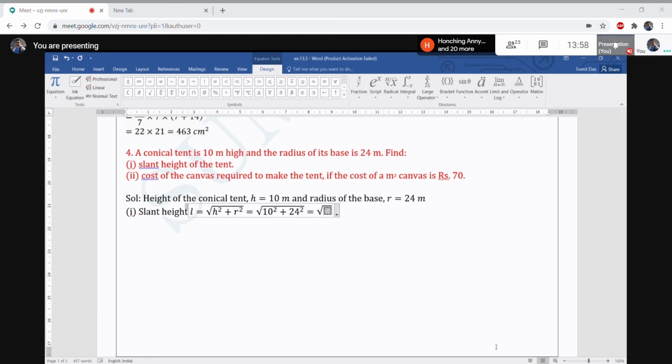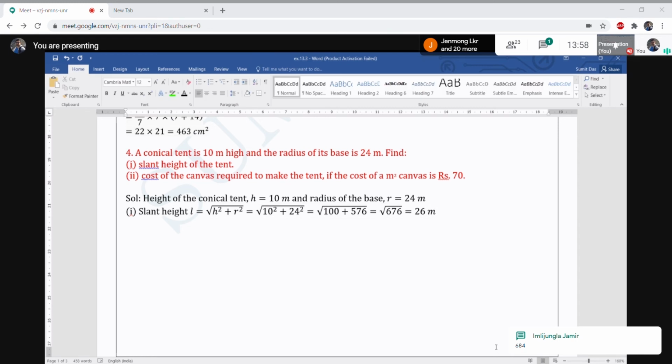Square root of 10 square is 100, 24 square is 576. If you do the square root, it will be 676, which is equal to 26 meter. Okay, that is the slant height.